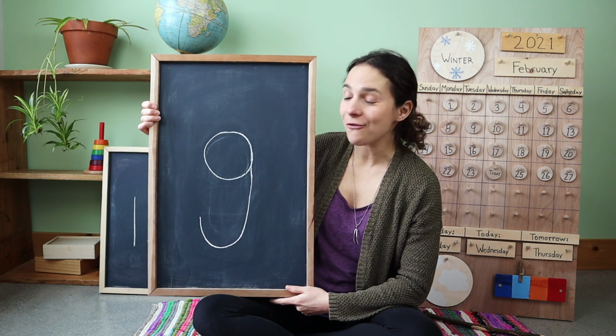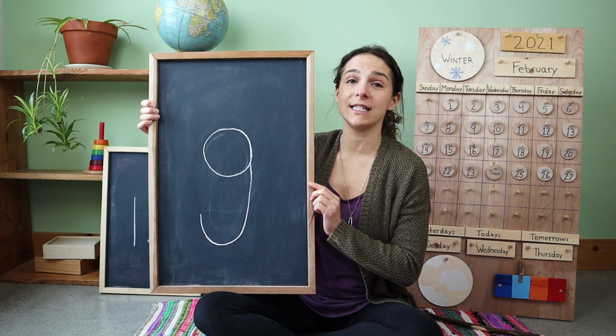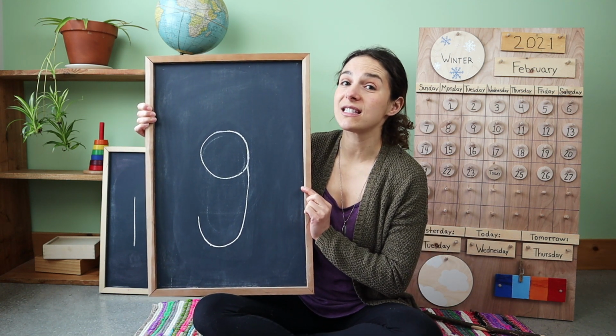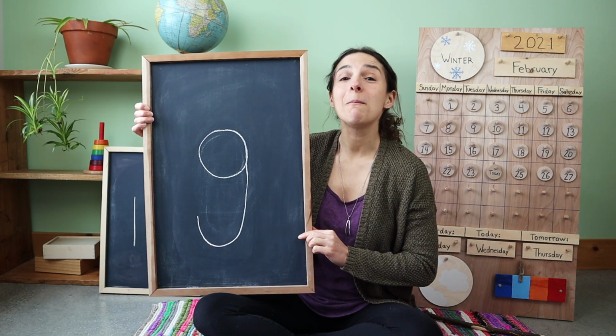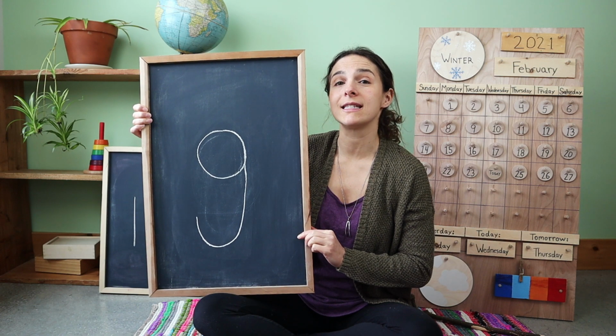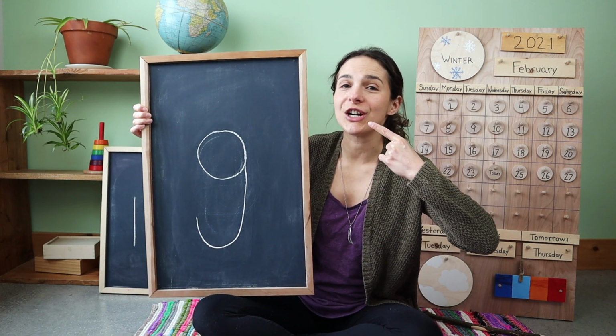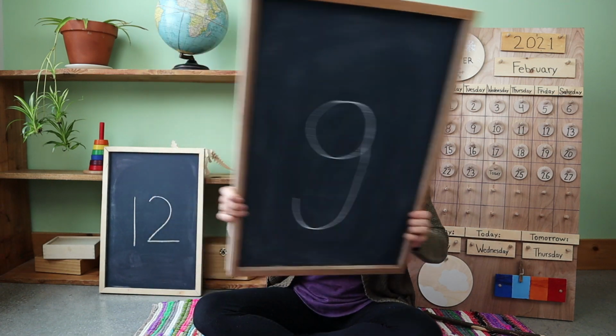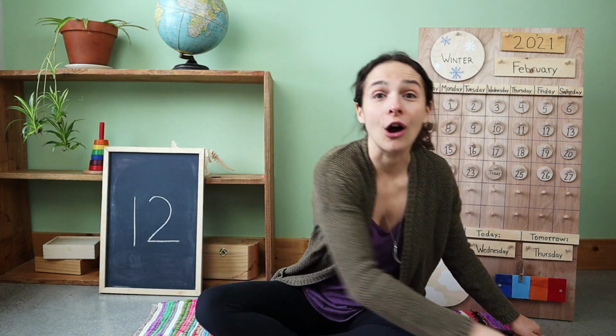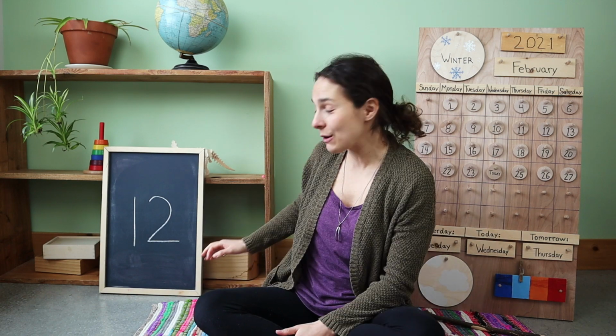G. That's right, friends. This is a lowercase g. And usually this letter makes the G, G, G sound. But sometimes it also makes the sound J, J, J. This is a lowercase g. All right, friends, are you ready to guess what's inside of the letter box today?